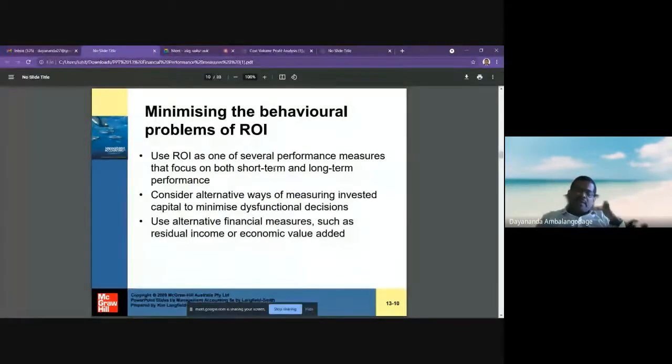So then you will be able to focus on short-term as well as long-term performance. Consider alternative ways of measuring invested capital to minimize dysfunctional decisions. Third one is use alternative financial measures. So instead of ROI, you use an alternative method, that is RI, residual income, and economic value added, EVA.